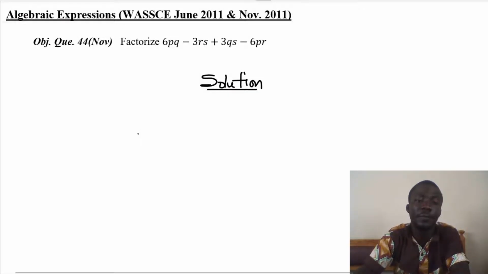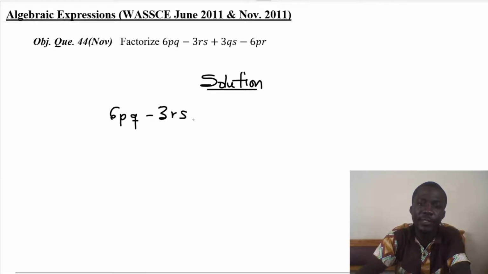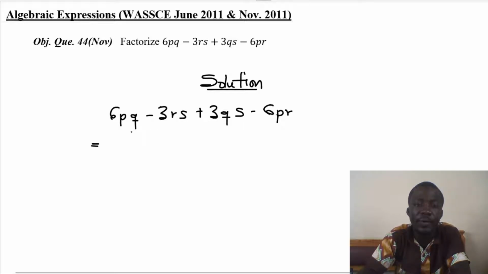In objective question 44 November, we are to factorize 6pq minus 3rs plus 3qs minus 6pr. So in this expression with 4 terms, we are going to group them in pairs.